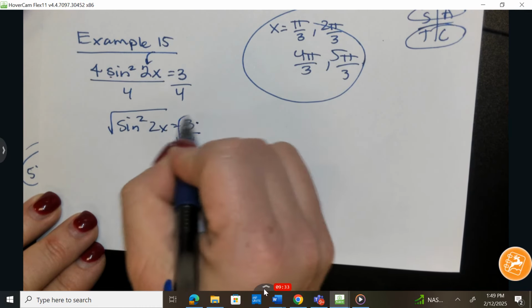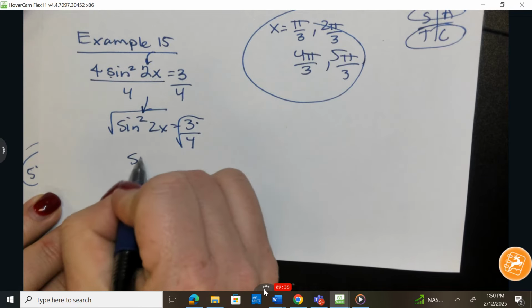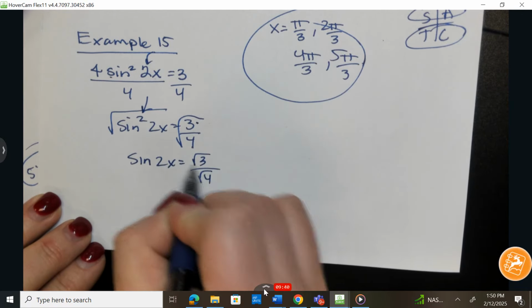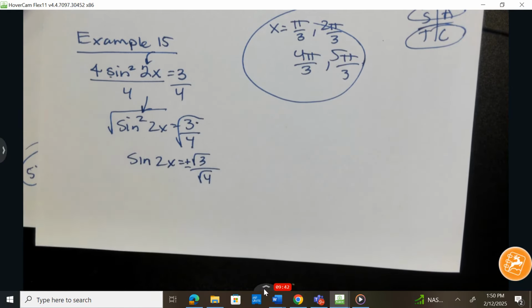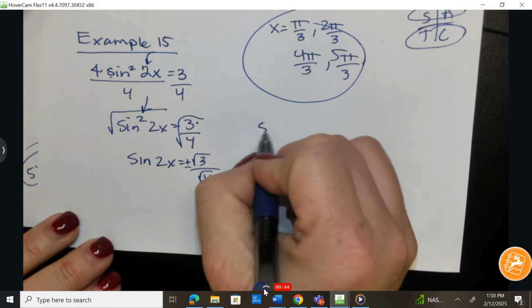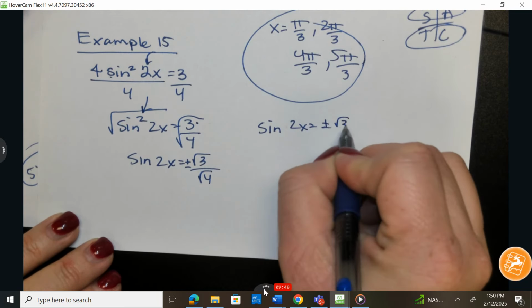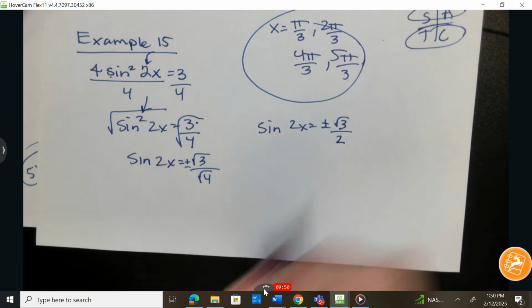I'm going to take the square root. Remember, this means 2 answers. So I have the sine of 2x equals the square root of 3 over the square root of 4. But don't forget, there's a plus or minus because of the square. Now, the square root of 3 is an irrational number, so we're going to leave that as just the square root of 3. And the square root of 4 is 2.